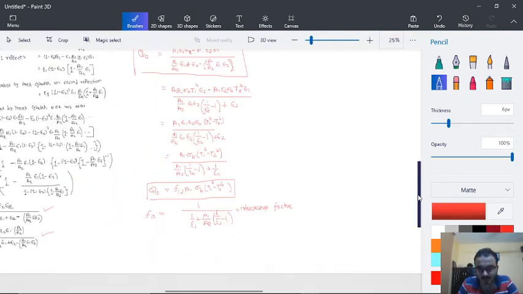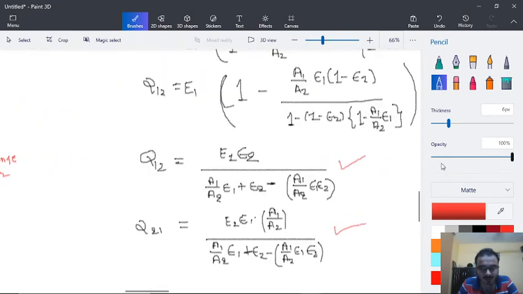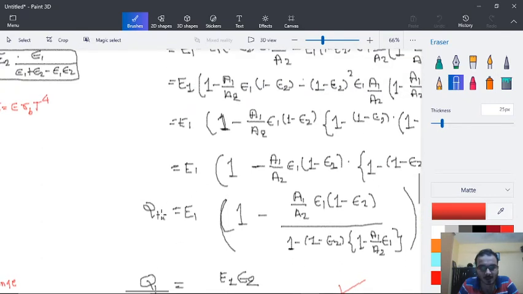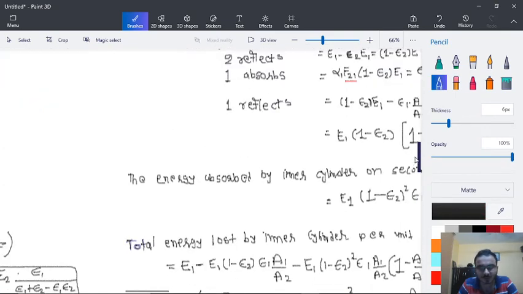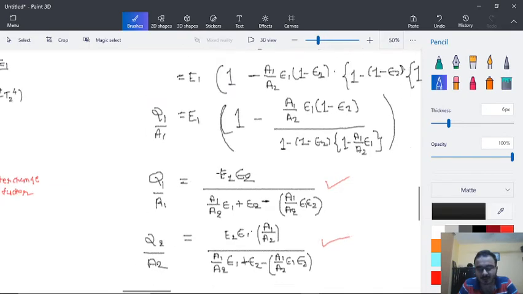So here I need to make few changes. This is Q1, Q1 upon this, all are per unit area, so we need to divide it with areas. Okay, now we can copy this.